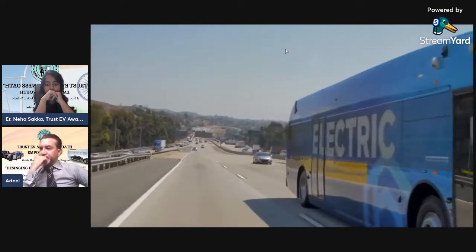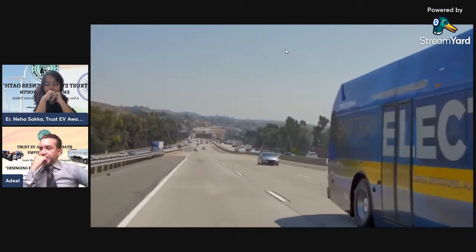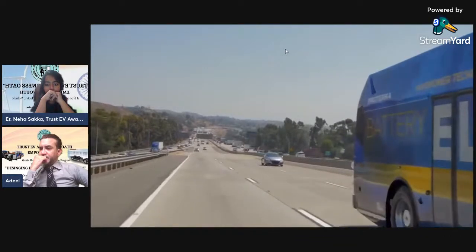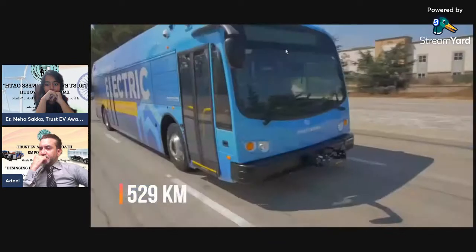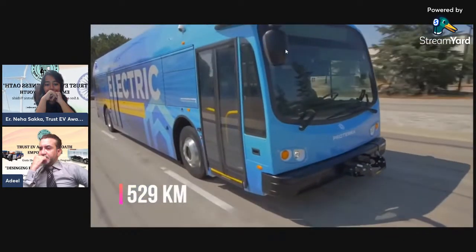The ZX5 Max is the longest range option available. With a 660 kilowatt-hour energy storage system, the ZX5 Max can travel up to 529 kilometers on a single charge.